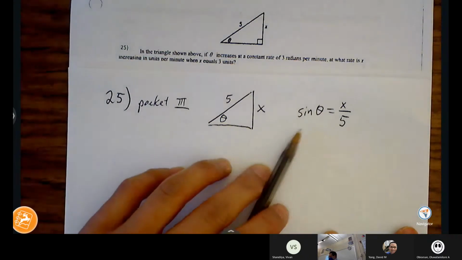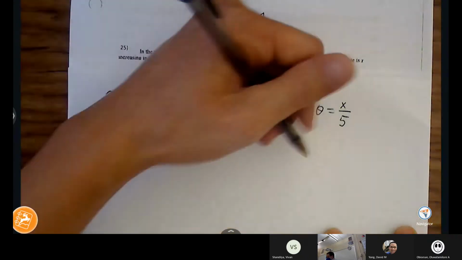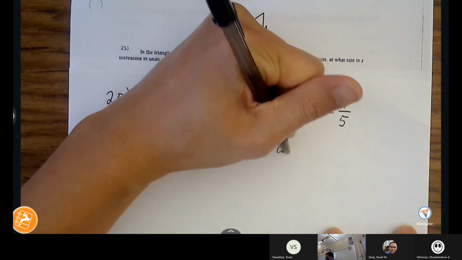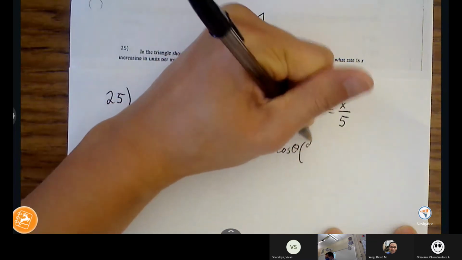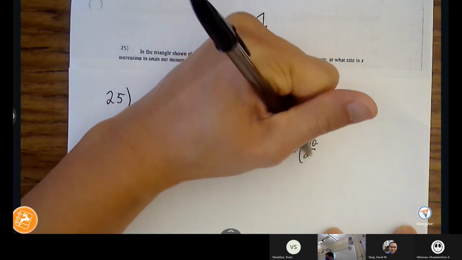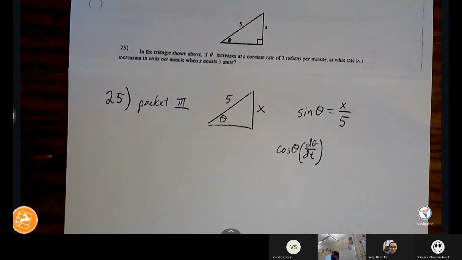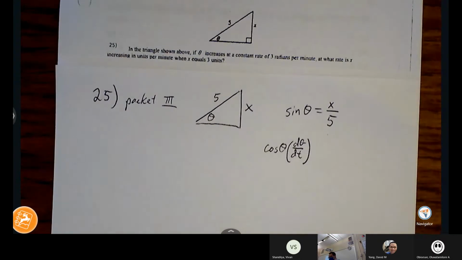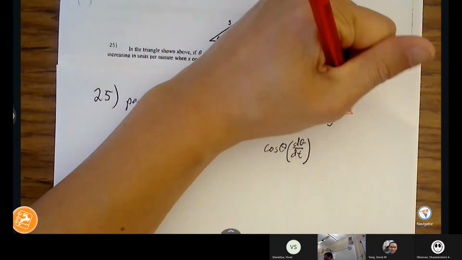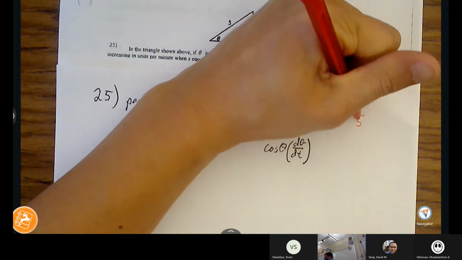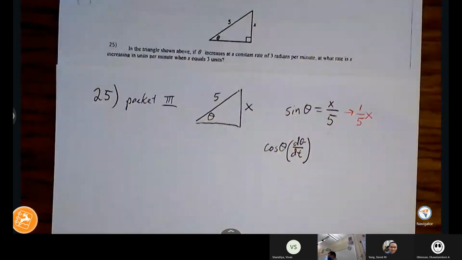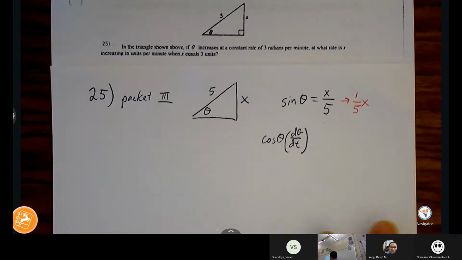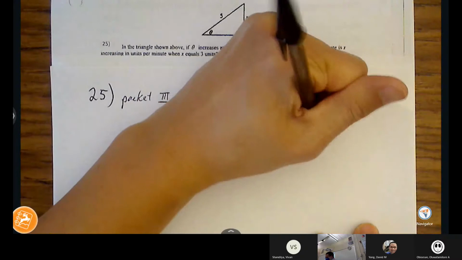Okay, go ahead and find the derivative. Sine theta becomes cosine theta d theta dt. That's the unique thing about related rates, is that we're always going to have those d over dt's that show up. X over 5 is the same thing as 1/5 x. And just think of it as power rule, easy power rule problem here. 1/5 x becomes 1/5 dx dt.